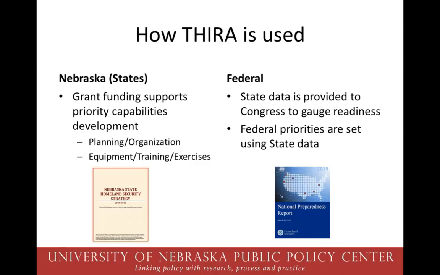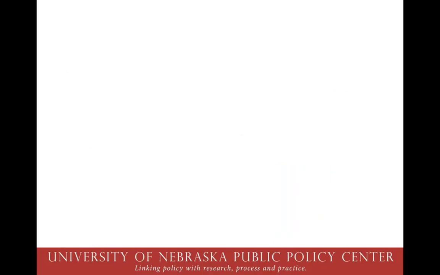Each state must complete a THIRA process as well. In Nebraska, we've constructed 7 scenarios and rolled up the capability targets identified by local areas to come up with a set of capability targets that guide our homeland security strategy. They also support the funding decisions that are made for the State Homeland Security Grant Program and help form the state's preparedness report, which goes to the legislature and the governor, as well as the federal government. At the federal level, state gaps are rolled up to form a picture of the nation's preparedness, which is annually reported to Congress.